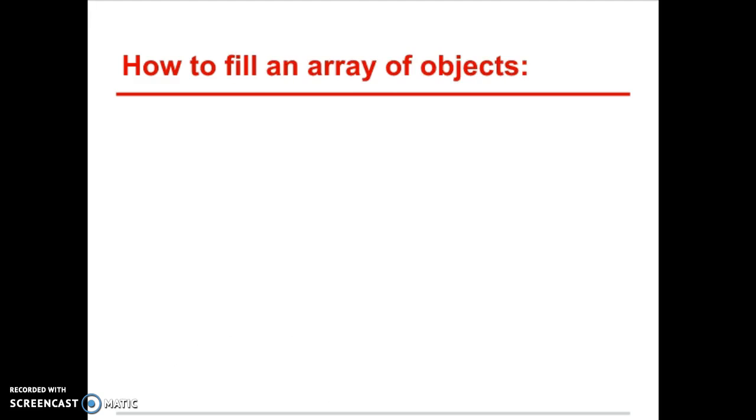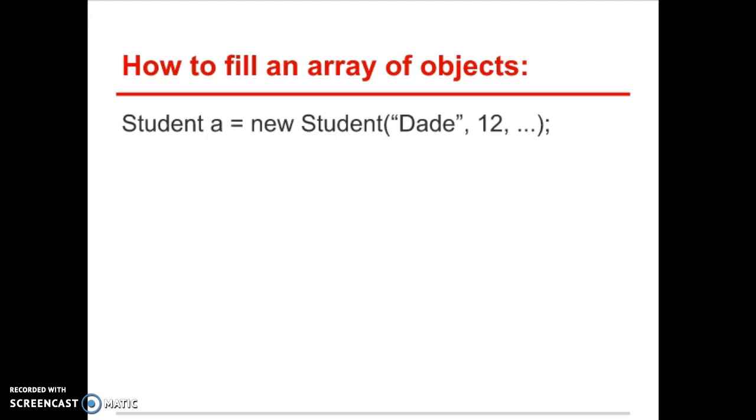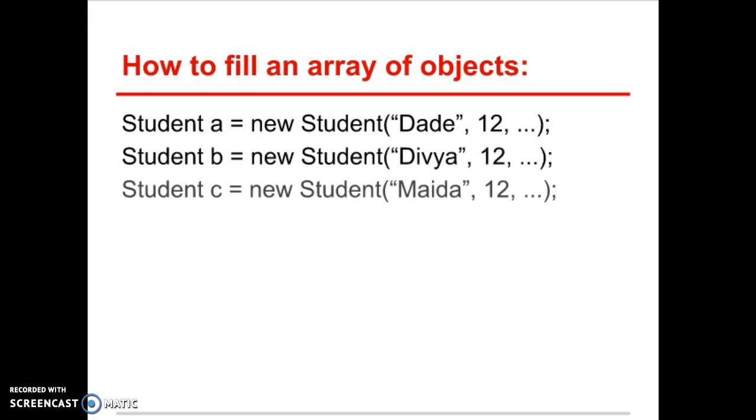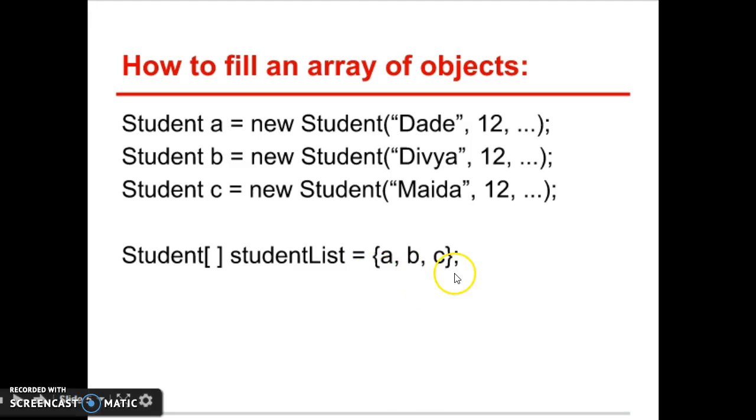So, how to fill an array with objects. Student A equals new Student, and then I fill in all the information. I'm just going to make 3 new student objects. If I wanted to put those student objects in an array, I could do this. There's 2 different ways. Here's the first way, Student[], and then I name it studentList equals, and this should look familiar from 6.0. We're going to do curly brackets, and then A, comma, B, comma, C.